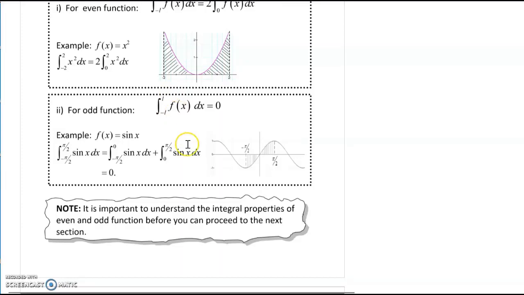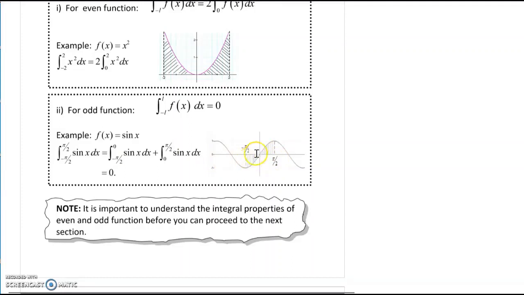Okay, so look at the justification here in terms of diagram. Take the example f(x) equal to sine x, which is the odd function. Now we want to compute from negative pi over 2 to pi over 2. In terms of diagram, we have from here to here. We know that sine x, the odd function, is symmetric about the origin. If we solve the integral, the left part is from negative pi over 2 to 0, and the second part is from 0 to pi over 2.